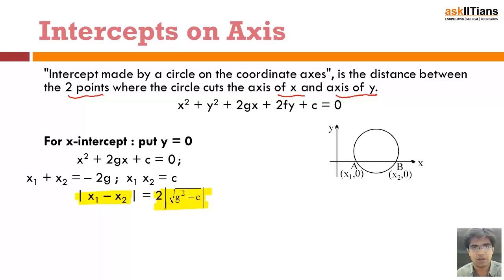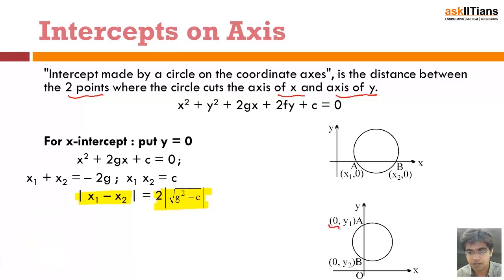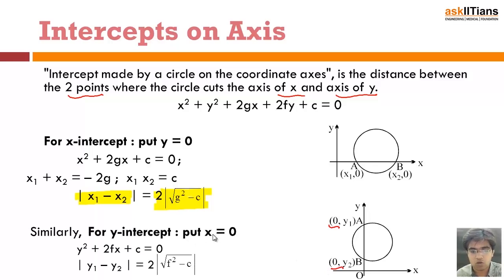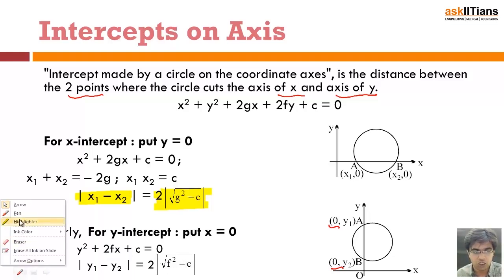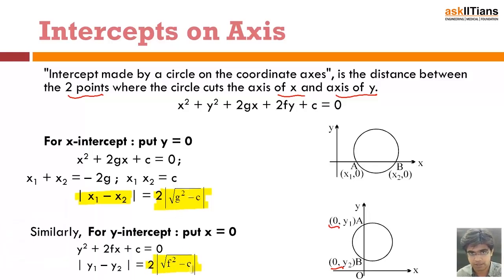I can do a similar thing with y-axis as well. Suppose my circle cuts the y-axis at 2 points. This is my point A and this is my point B. Again, what is the unique feature of these new points A and B? That they are on y-axis, that means their x coordinate is 0. So if you put x equal to 0 in the equation, you will get a quadratic in y. Again, we want to find the difference between the roots. That will come as 2 root f square minus c. So 2 root g square minus c is the intercept on x-axis and 2 root f square minus c is the intercept on y-axis. Intercept, that means the length cut out by the circle.